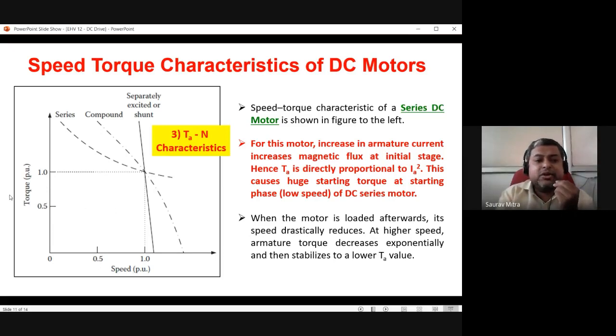Speed is on the x-axis and torque is on the y-axis, so that initially the speed of the motor is very less, but in that case torque is very high. This is called very high starting torque. So the speed-torque characteristic of this series motor is shown.